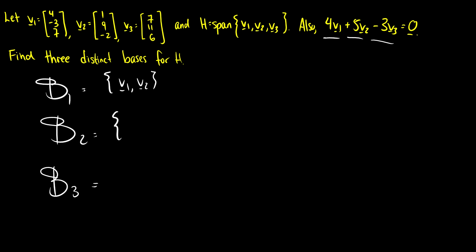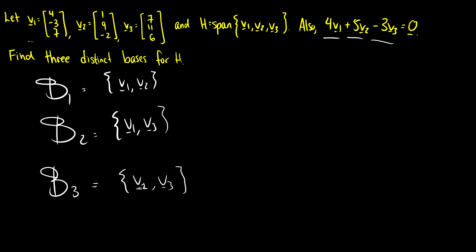For a second basis, we can remove vector 2 instead, so we're left with v1 and v3. For our third basis, we could remove v1, so we're going to be left with v2 and v3. So these are 3 distinct bases for h.